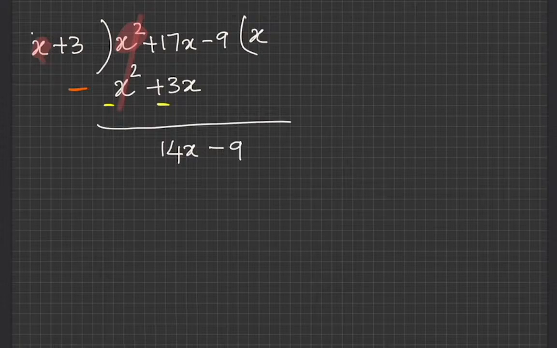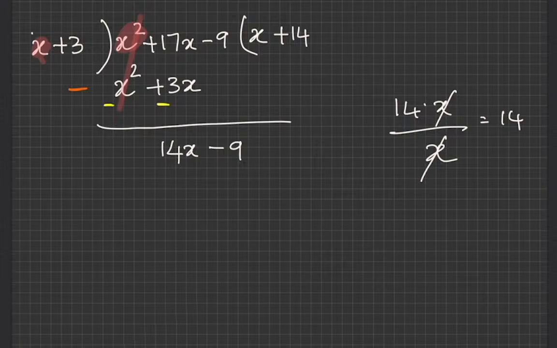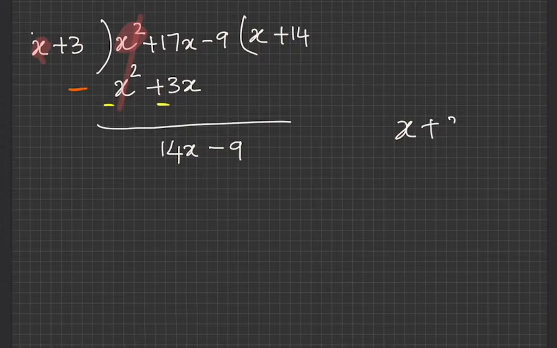Now the first term is 14x. 14x divided by x, the x and x cancel, so it gives me 14. It's a positive 14, so I put plus 14. Now I'm going to multiply x plus 3, which is my divisor, by 14. 14 times x is 14x, plus 14 times 3, which is 42.